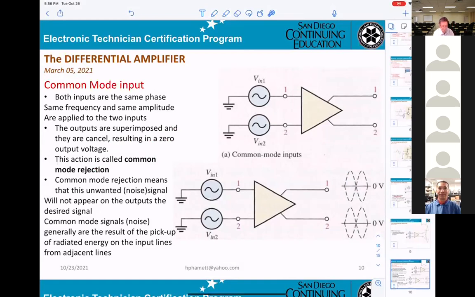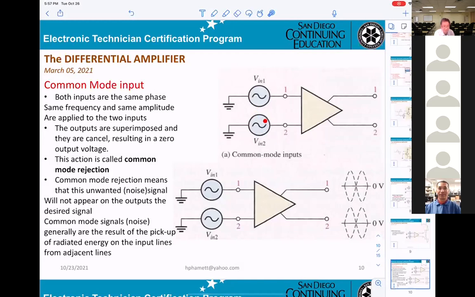So normally, why would you want that? Okay, normally, when both inputs get an identical signal, that will be dealt with as noise. The noise, that means the unwanted signal, normally from the outlet of the power. Okay? They radiate the signal, they go to both inputs, and that's what they call noise. And you don't want that.